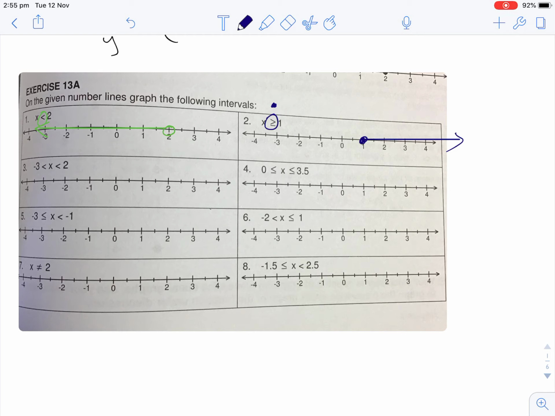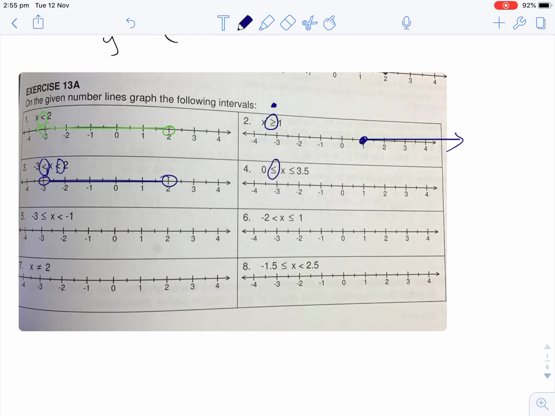The next one, I have 2 open symbols, so this would read that x is greater than -3 or x is less than 2. And so at both of those numbers, at the -3 and also at the 2, I would have open symbols because I have no equal sign. And then basically I would fill that in with a line in between. And that would show me that x can be anywhere between -3 and 2, but doesn't actually include those numbers.